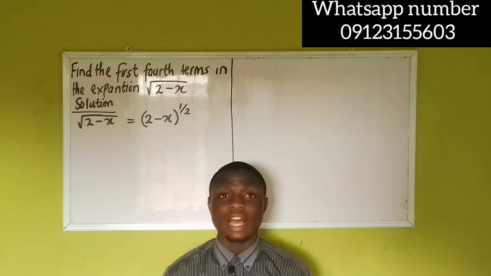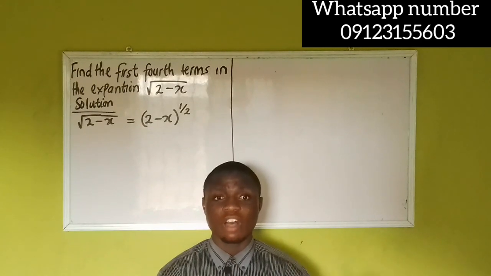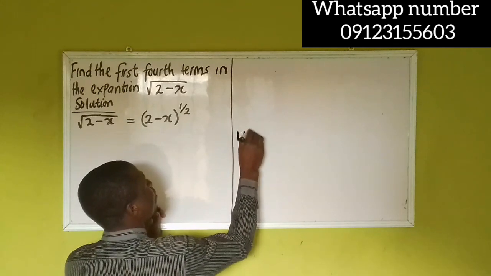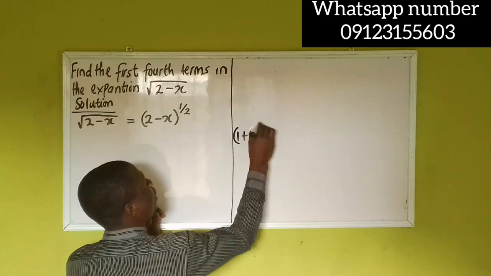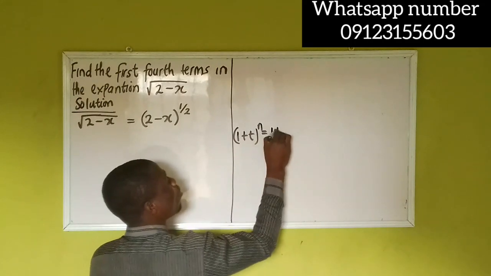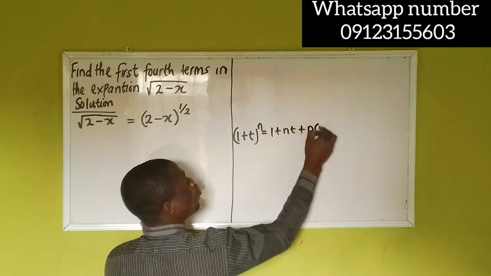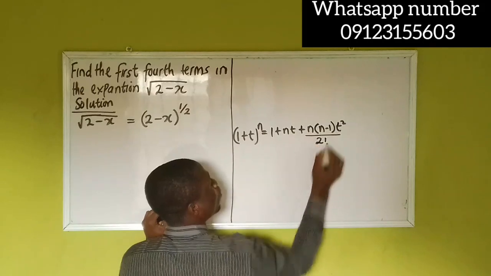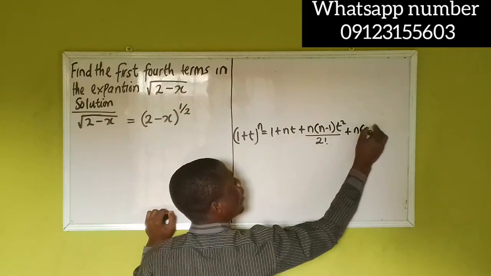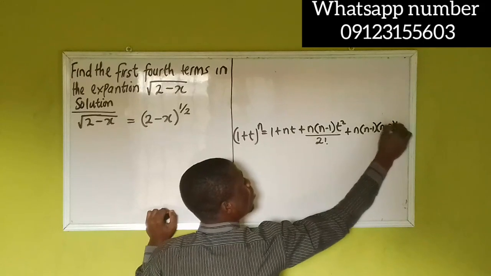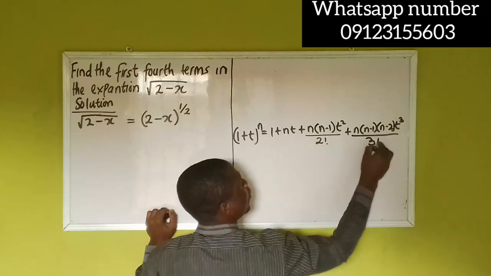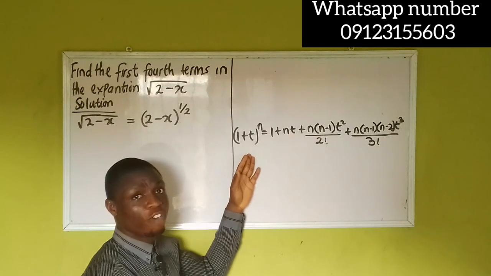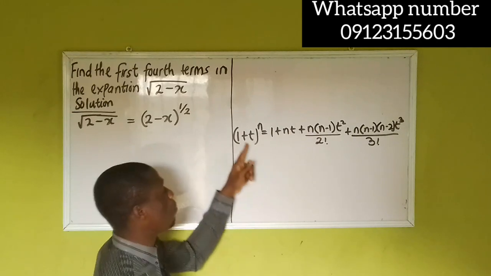formula, and the formula is in two forms, one for the positive and one for the negative. Let me recall for you. We said 1 plus t to the power of n is equal in value to 1 plus nt plus n into n minus 1 t squared over 2 factorial plus n into n minus 1 into n minus 2 t cubed over 3 factorial. This is the formula to solve binomial theorem of rational or negative index. This is for the positive sign.